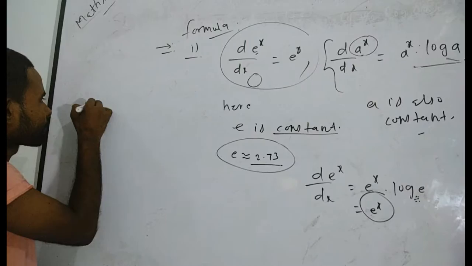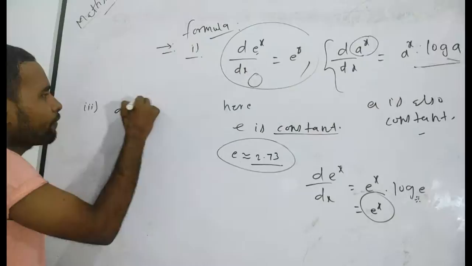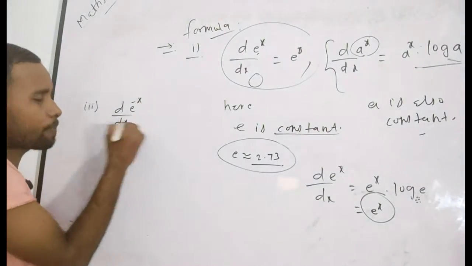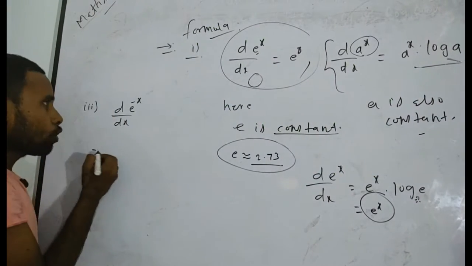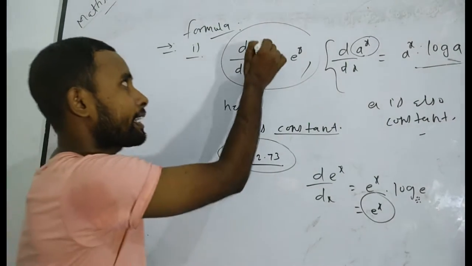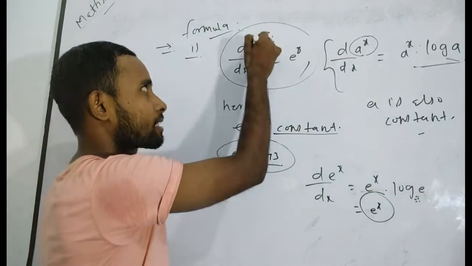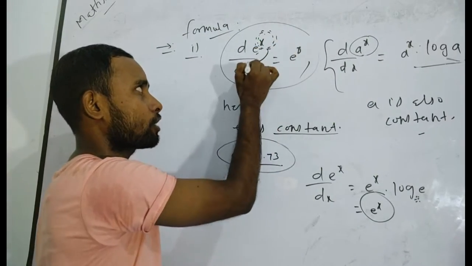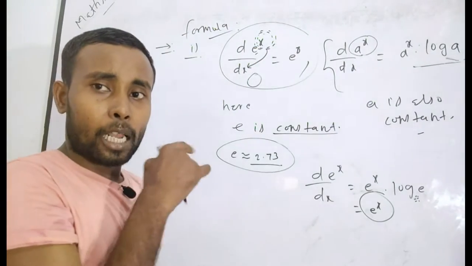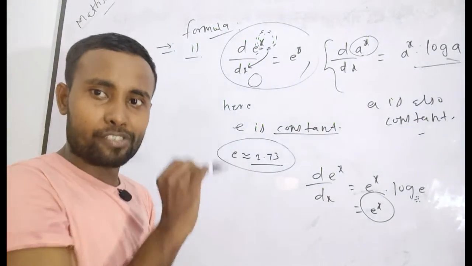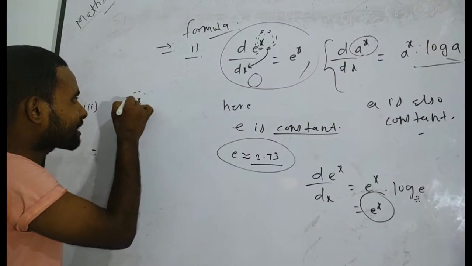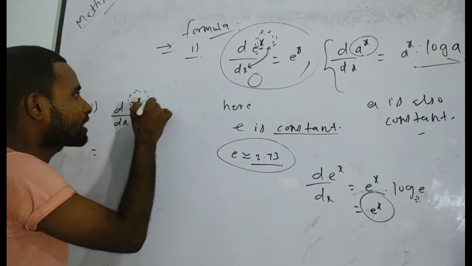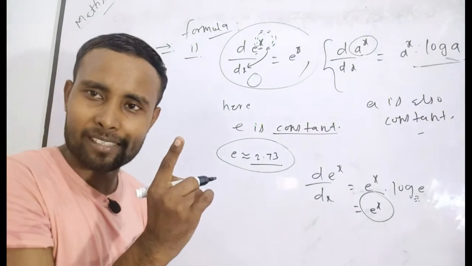See here, the derivative of e to the power minus x with respect to x. What will its answer be? As you know, according to this formula, e to the power x is only differentiated with respect to x. That means e to the power minus x is only differentiated with respect to minus x first.